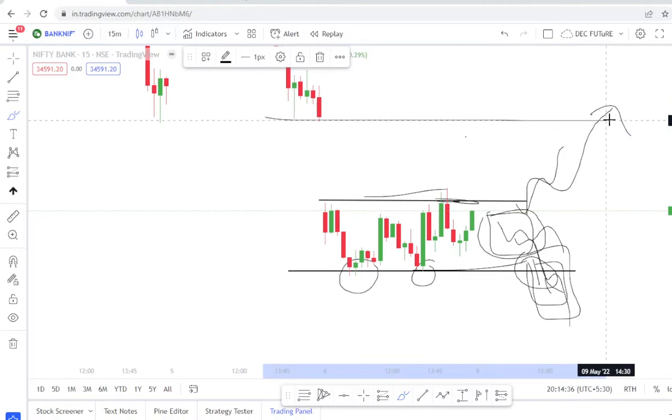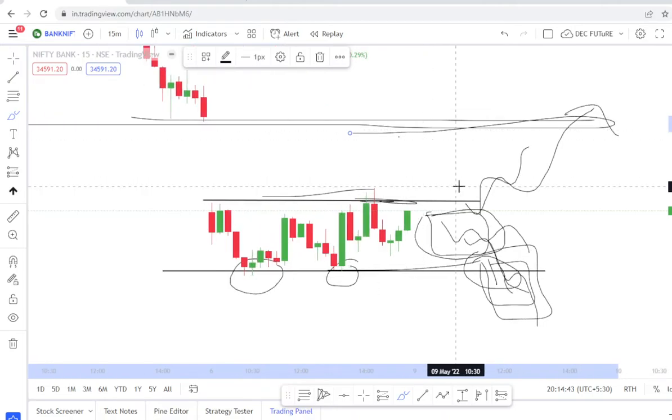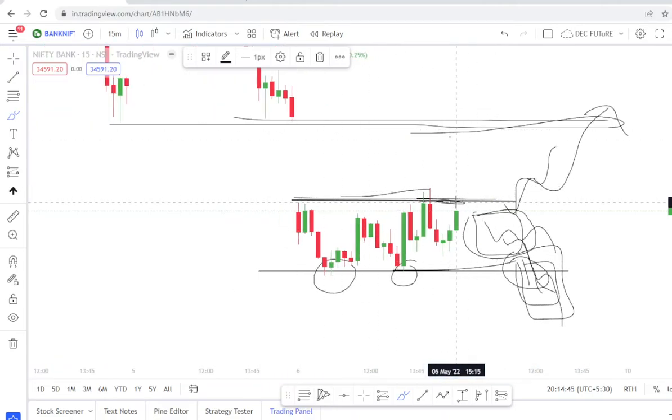This is a huge target, but yes, this will be our target level in the coming session, in 1 or 2 sessions, if the price sustains above 34,800 levels. Only then will we look for, say, 35,200 levels as our target price.